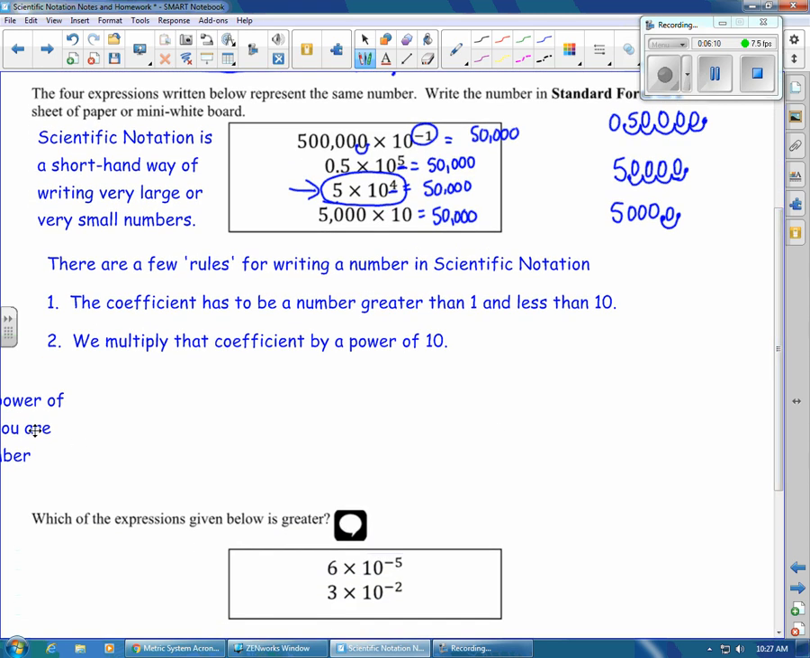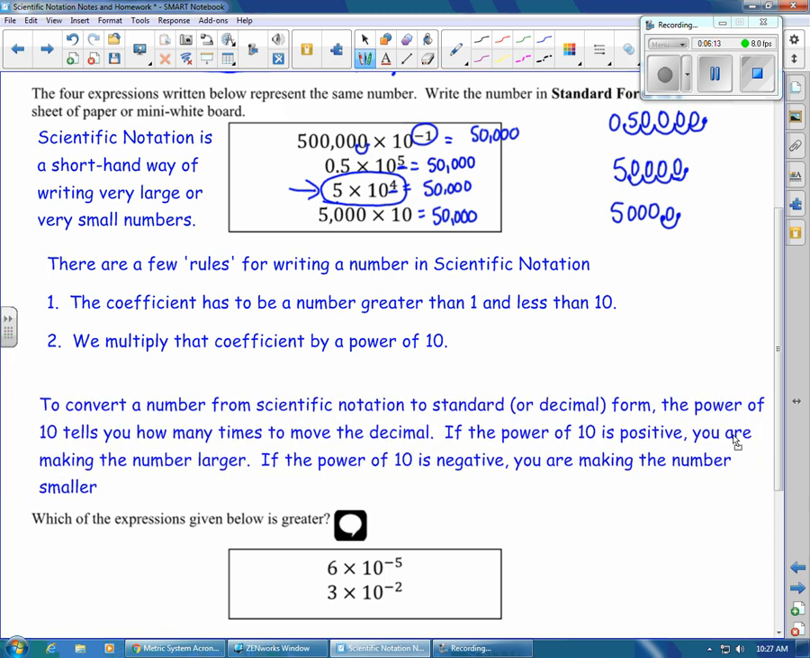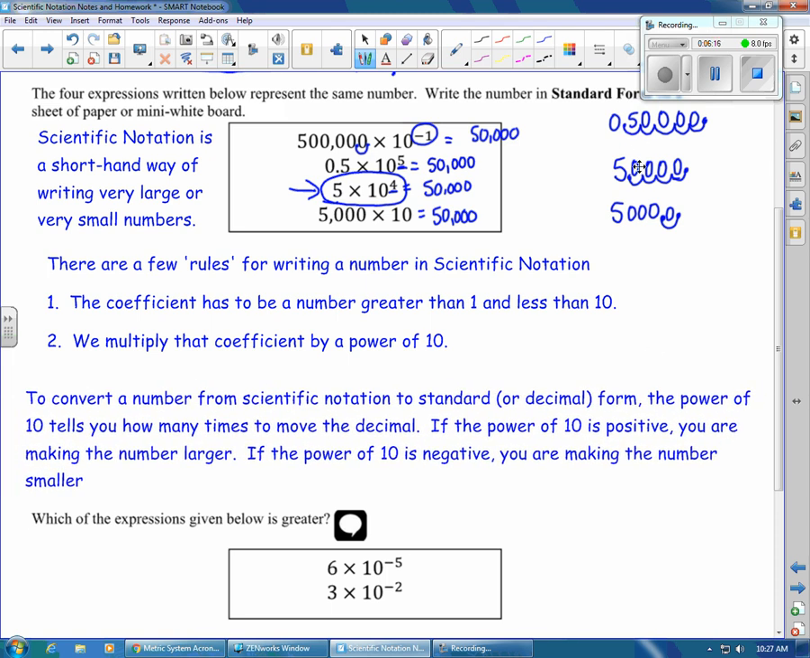Okay, so some rules for what I was doing. When I was converting things into decimal notation or standard notation, to convert a number from scientific notation into standard or decimal form, the power of 10 tells you how many times to move the decimal. If the power of 10 is positive, you are making the number larger. If the power of 10 is negative, you're making the number smaller. So if you remember up here where it was a -1, I just used the number that was here and I moved my decimal to the left. So I was making 500,000 into 50,000. I was creating a smaller number when I was making that conversion.